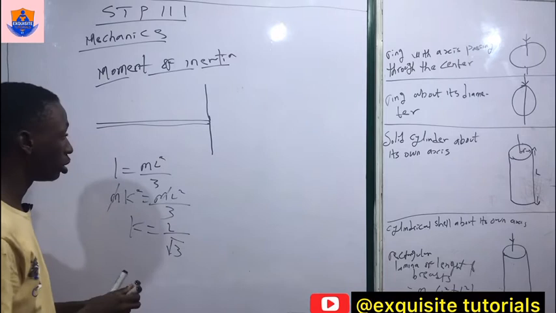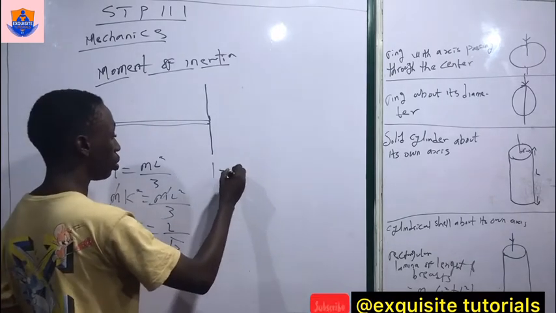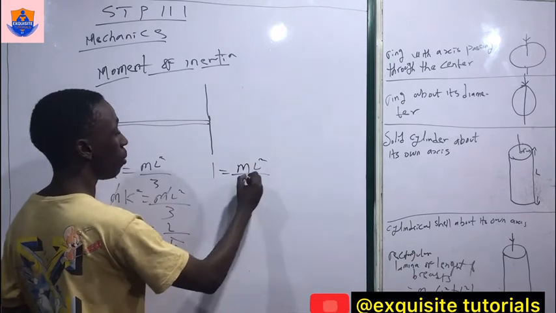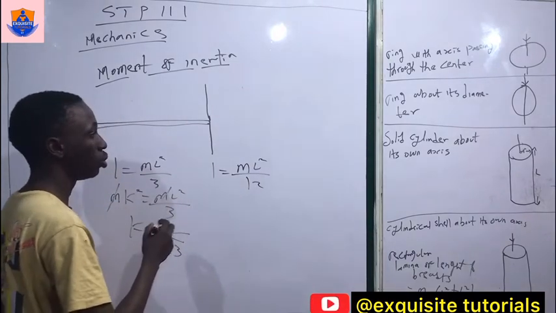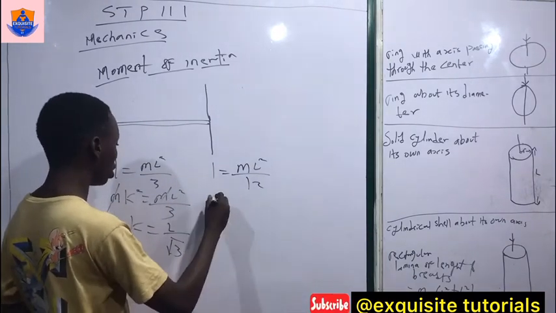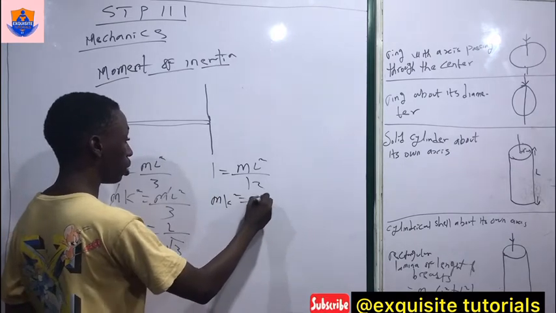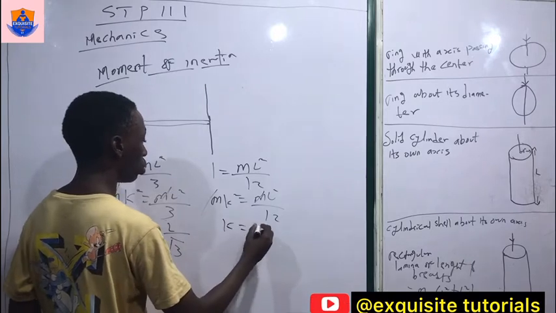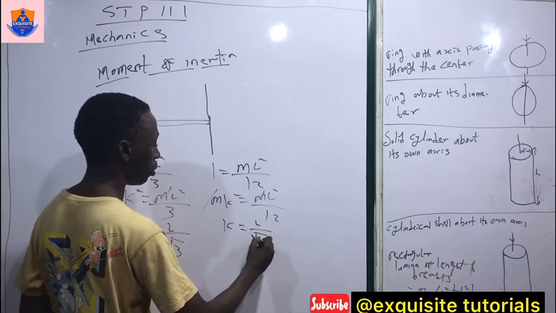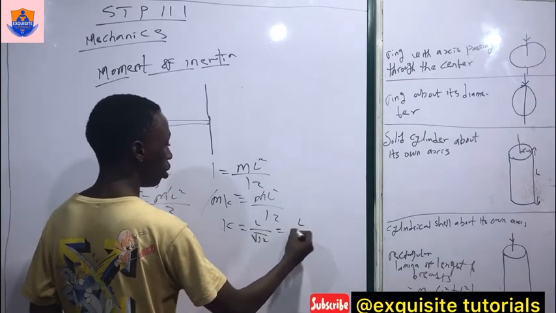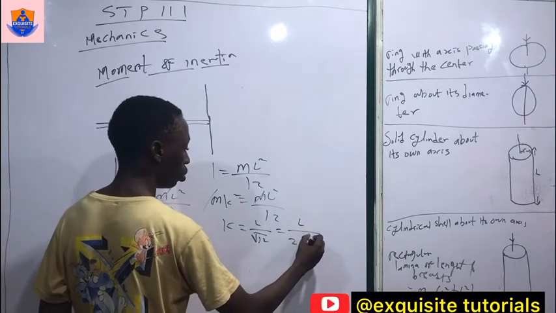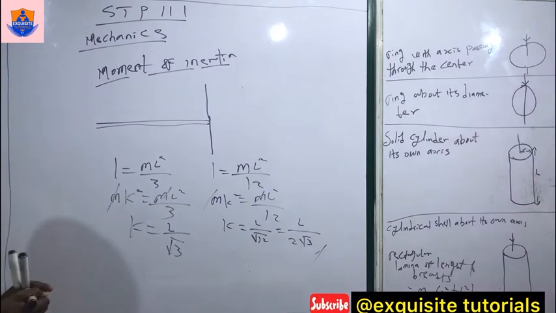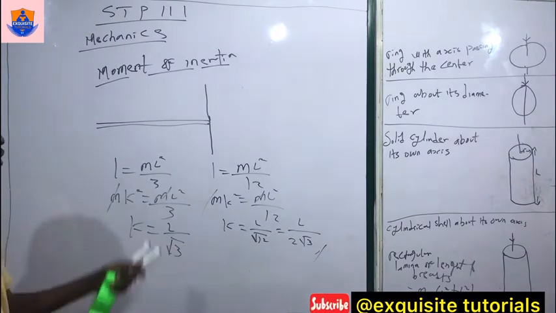But if it were passing through the center, the moment of inertia will be equal to M L squared over 12. Then the radius of gyration M K squared is equal to M L squared over 12. This cancels this. Then K will be equal to L over root 12, which is equal to L over 2 root 3. This will be the formula for passing through the center, and the earlier one is for passing through the edge.